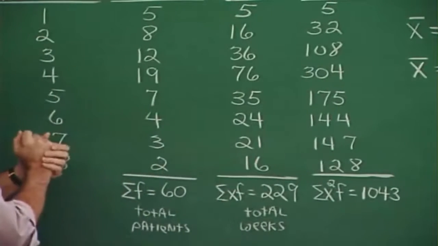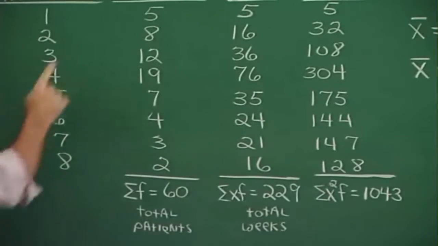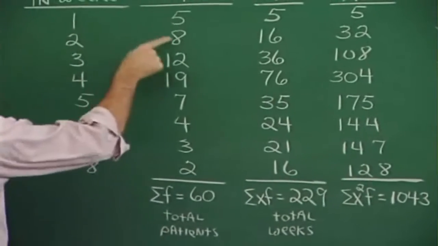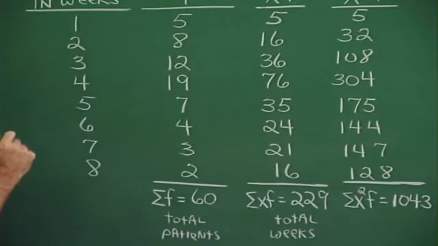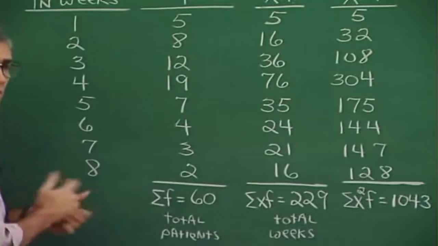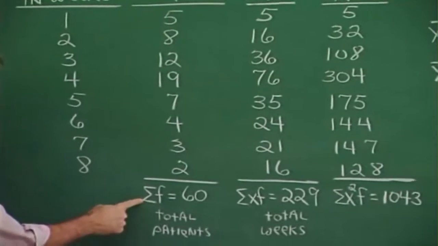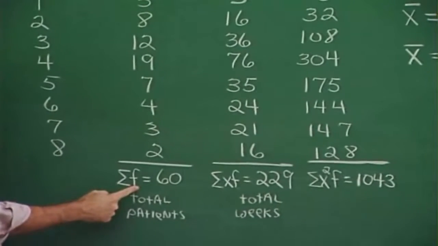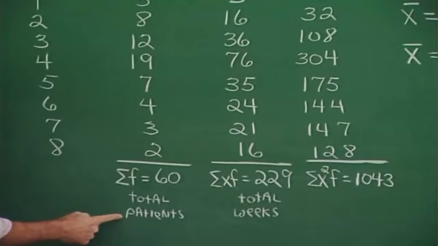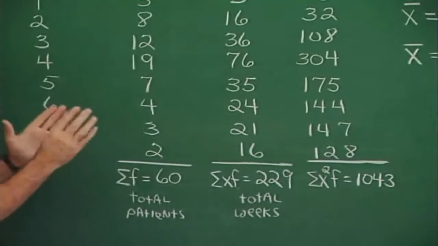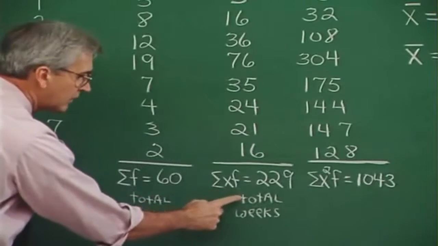Now, the denominator over there was the sum of the patients. How many patients are there? Well, 5 patients required 1 week. 8 patients required 2 weeks to recover. 12 patients required 3 weeks to recover. These are the number of patients, the frequency column. So if we add the items in the frequency column, that is, we have a sum of frequency values, that turns out to be 60. That's the total number of patients. So this is summation of F. This is summation of XF for the total number of weeks.